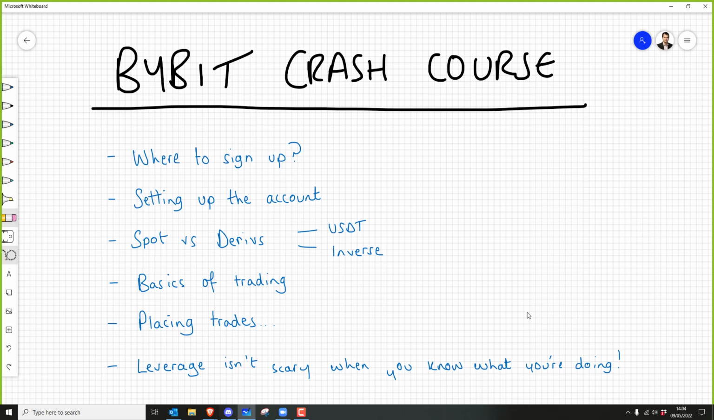My OCD is killing me here at the moment. I don't know why this window decided to do a little walkabout. There we go. That's better.